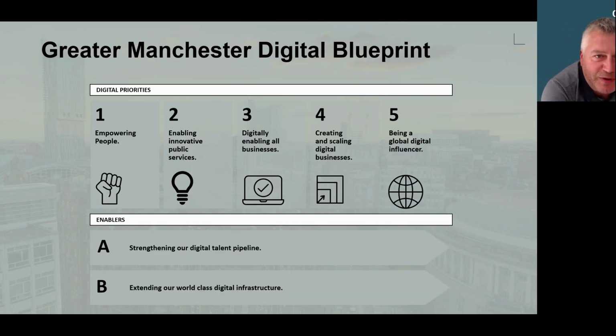Back in February 2020, just before the pandemic, we launched our digital blueprint, and this is a Greater Manchester blueprint for how to deliver digital against a number of priorities with some underlying supporting enablers. And really everything that we look to do falls into these priorities, and some of the key things we're going to touch on today is empowering people and enabling innovative public services.